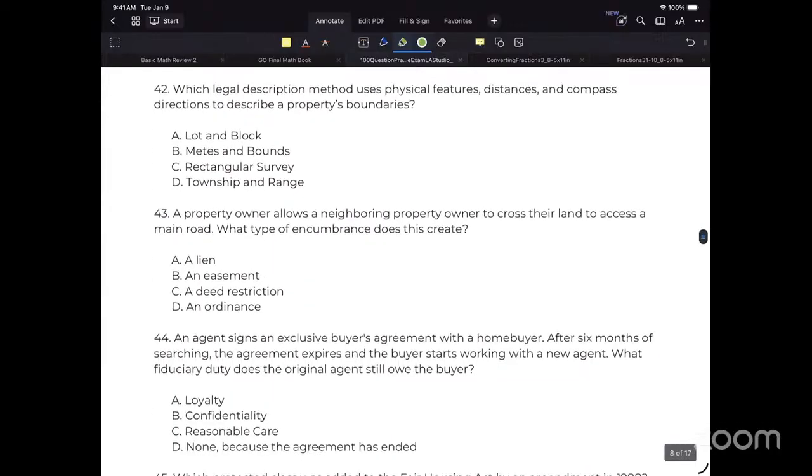42. Which legal description method uses physical features, distances, and compass directions to describe a property's boundaries? Is it A, lot and block, B, metes and bounds, C, rectangular survey, or D, township and range?